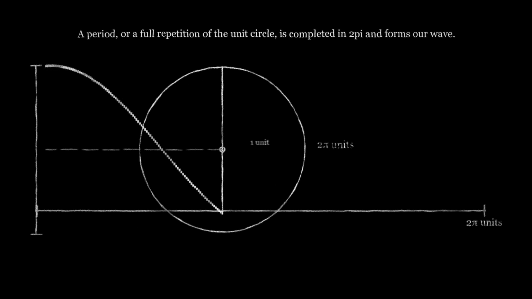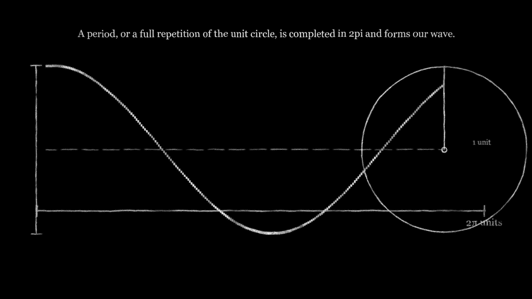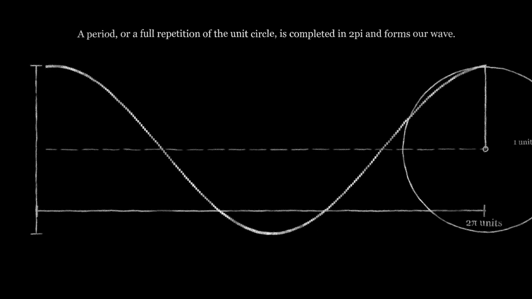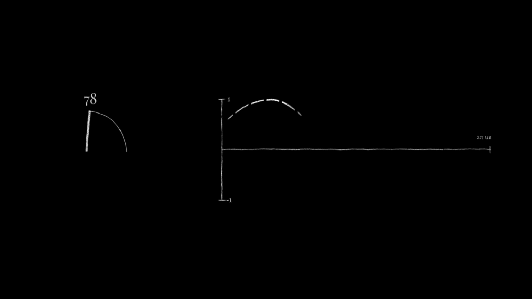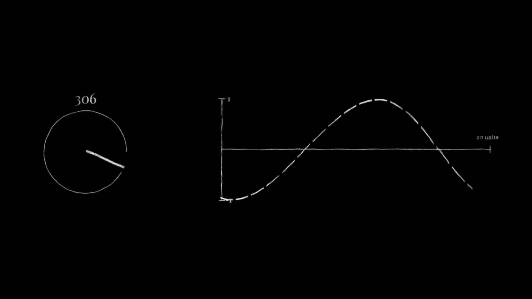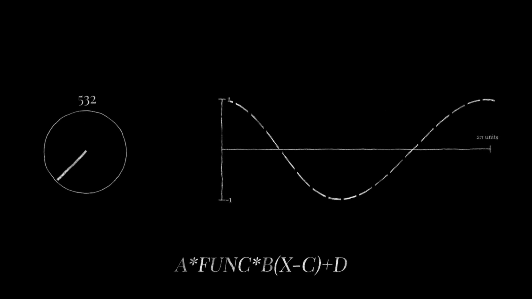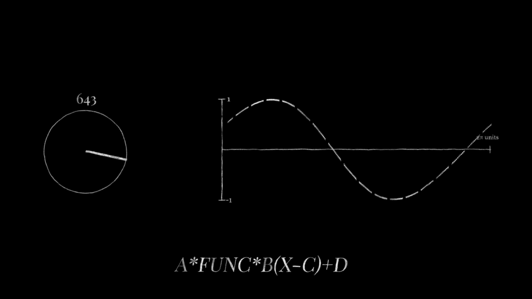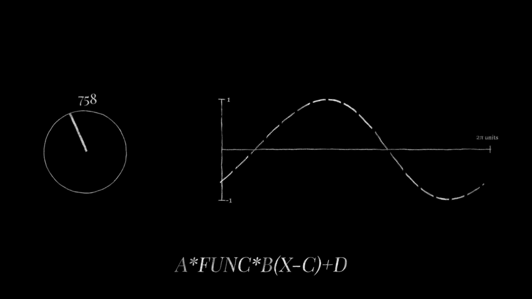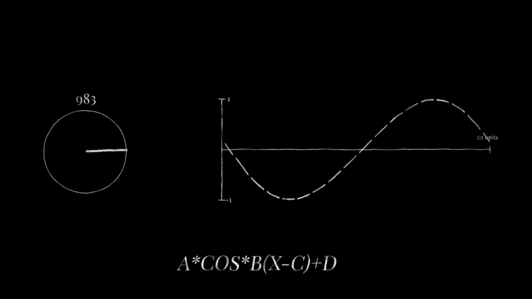Cosine waves are the same, except use the x-coordinate of the point to then be graphed in the y-axis. As the x values, or angles, increase, a wave will be formed that will infinitely repeat and can be expressed in the equation a times function times b times x minus c plus d, where the function can be either the sine or cosine function.